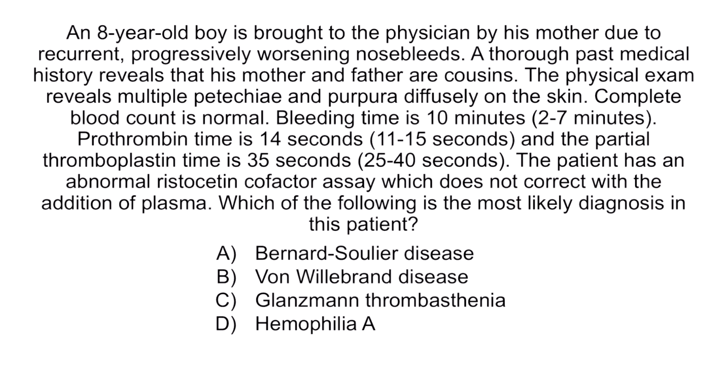Let's discuss why the other options are incorrect. Option B, von Willebrand disease, is incorrect because although it's associated with an abnormal ristocetin cofactor assay, the ristocetin test corrects with the addition of plasma. Additionally, von Willebrand disease is typically associated with prolonged partial thromboplastin time due to mild concomitant factor VIII deficiency.